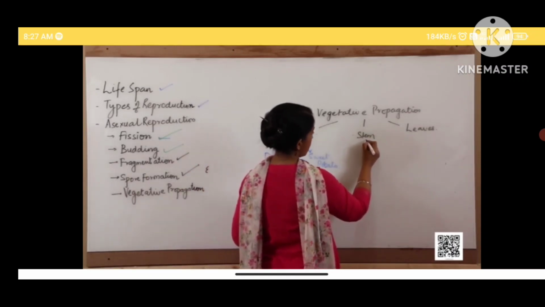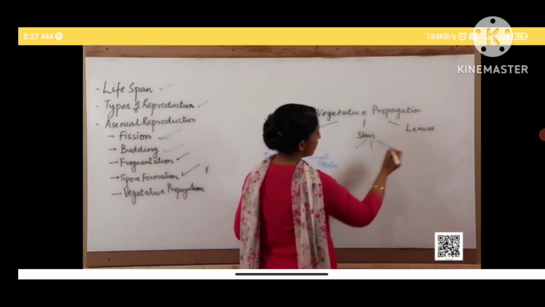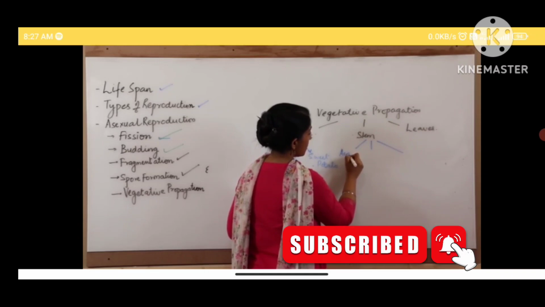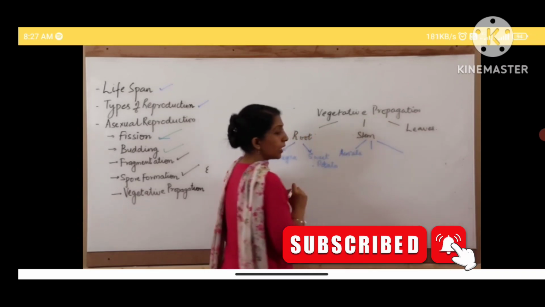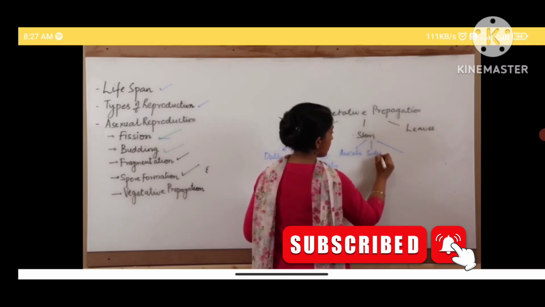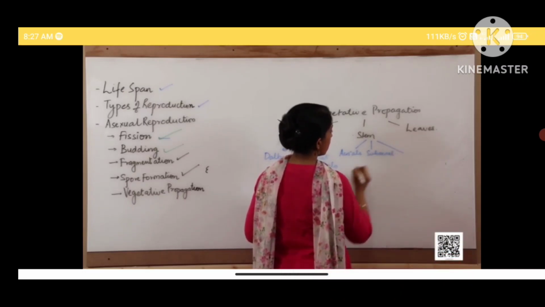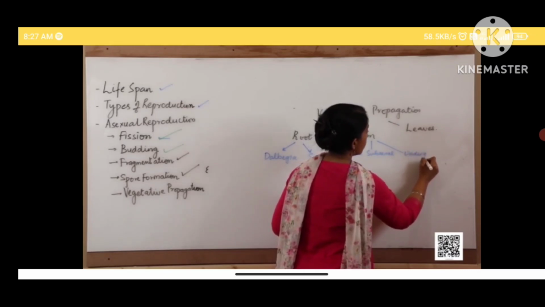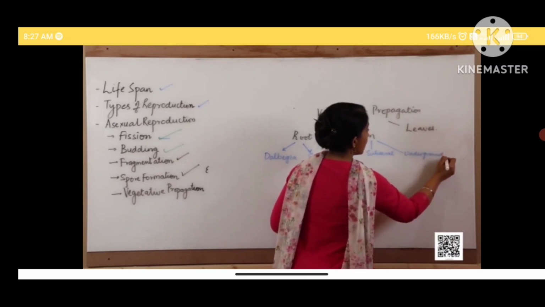These can be divided into three types. One are the aerial stems that undergo vegetative propagation, the subaerial stems, and the underground stems. Let us take these examples one by one.